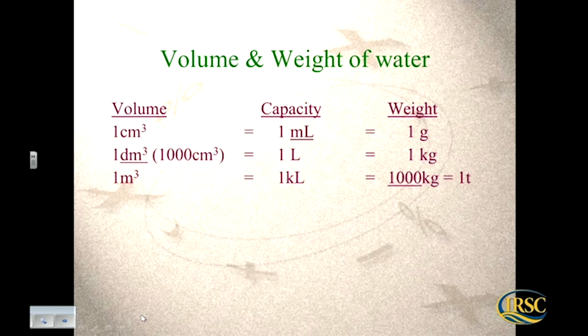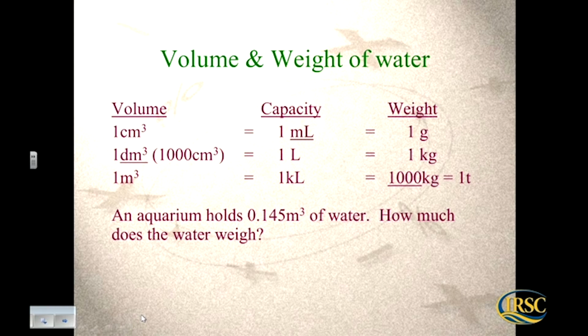1 cubic meter can hold a capacity of 1 kiloliter, and that is going to weigh 1,000 kilograms, which is 1 metric ton. An aquarium holds 0.145 cubic meters of water. How much does that water weigh?